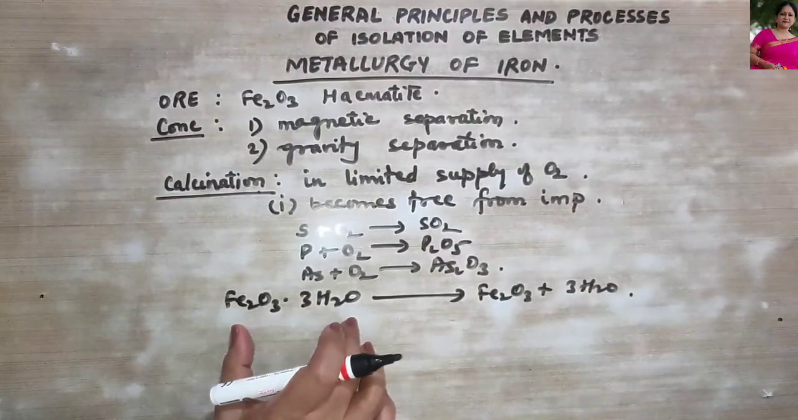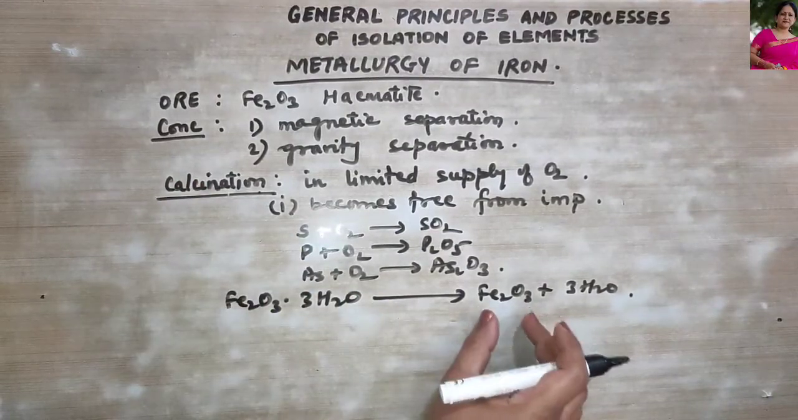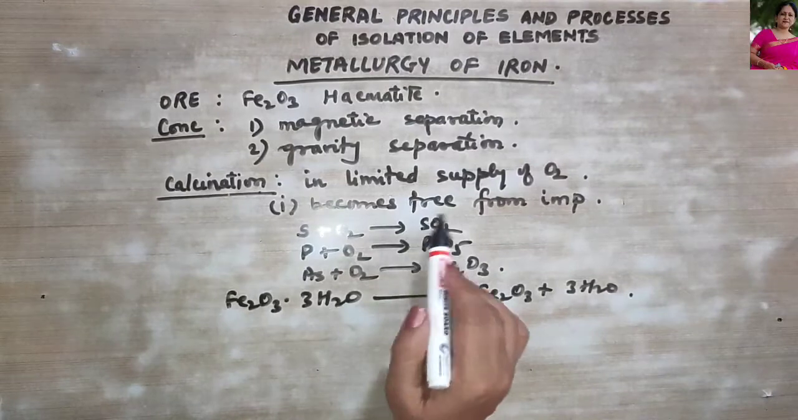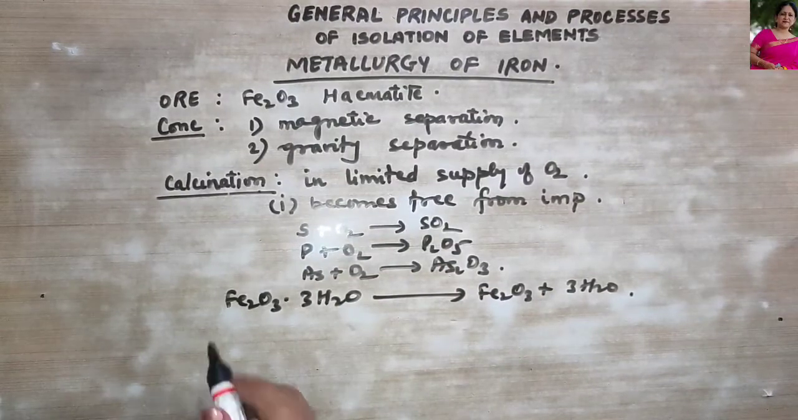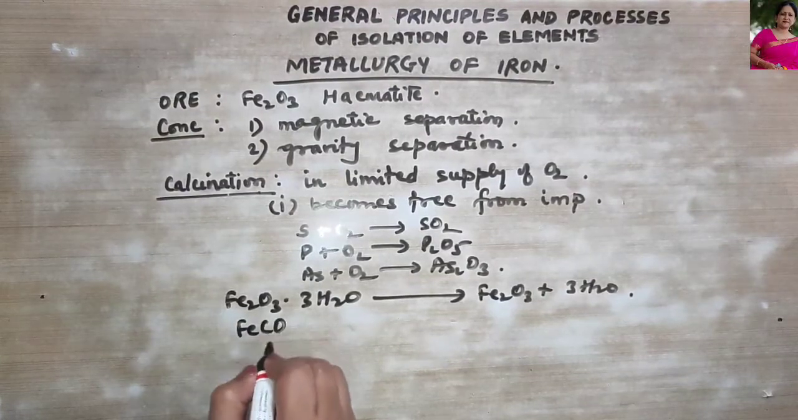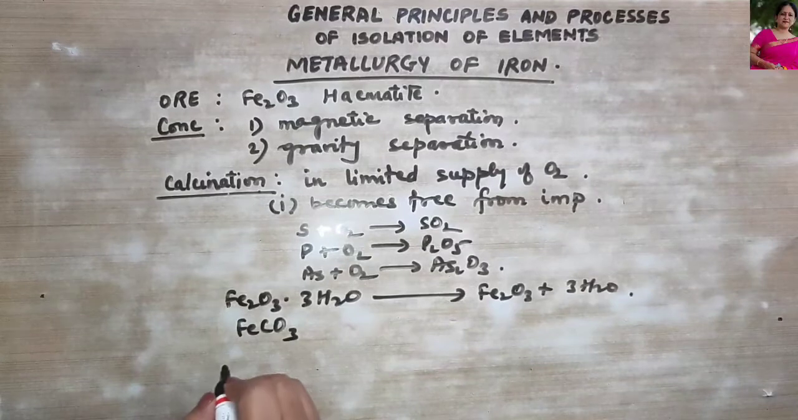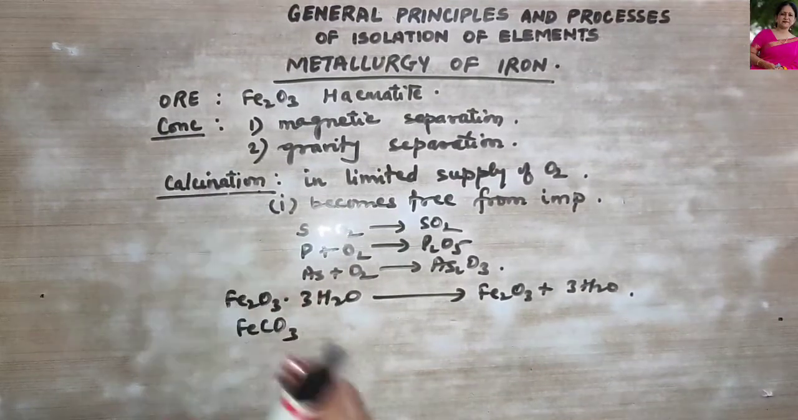So this hydrated iron oxide can also be calcinated to obtain this oxide further. This also becomes free from the impurities. All the impurities can be removed. Another ore like siderite, FeCO3. What is this called? Siderite. Now this is a carbonate ore, so this also needs calcination.